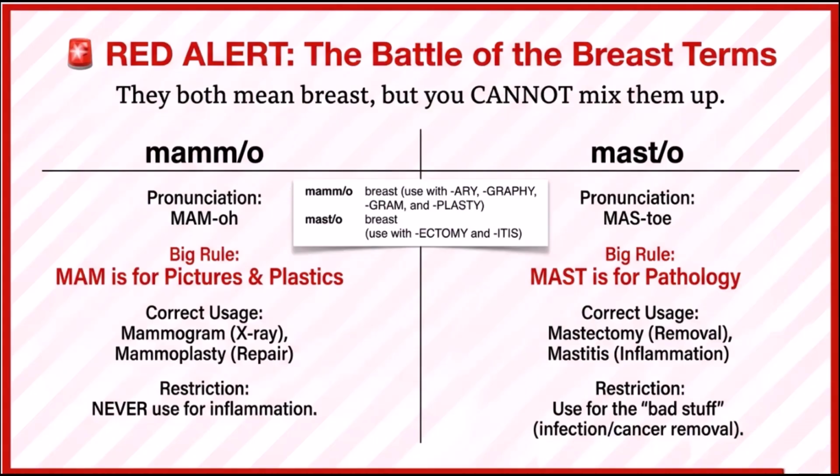Okay, so that's mammo. When do we use masto? You use masto for the more pathological stuff. The text says to use it with ectomy for removal and itis for inflammation. So an infection is mastitis. Right. And surgical removal due to cancer is a mastectomy. So mammo for pictures and plastics, masto for inflammation and removal. You have to memorize that. Absolutely crucial. Okay, back to our list.